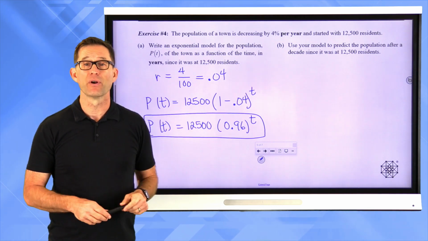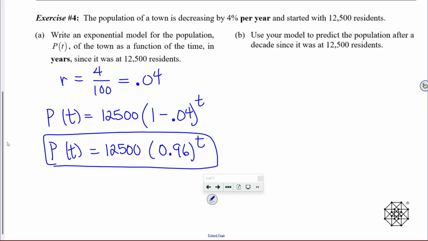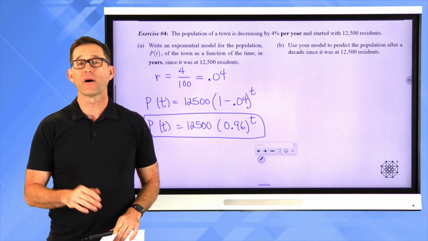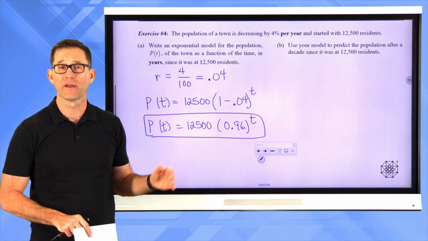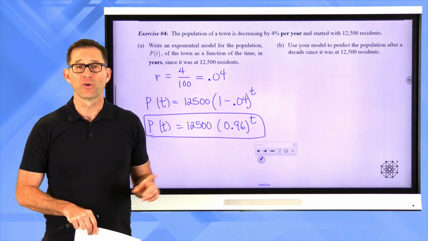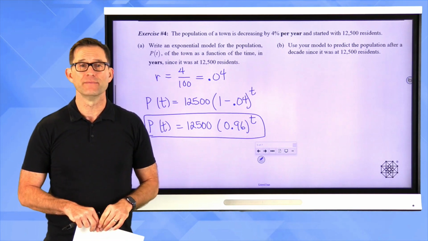Now, letter B should be pretty easy. Use your model to predict the population a decade since it was at 12,500 residents. All right, well, what I'd like you to do is pause the video now. You'll definitely want to use your calculator and use this to predict the population 1 decade after we were at 12,500.